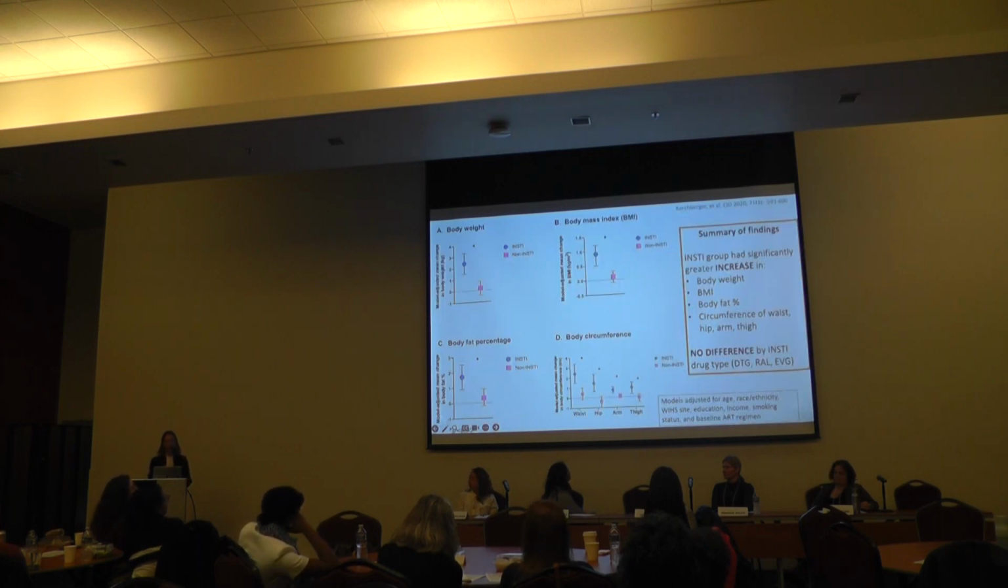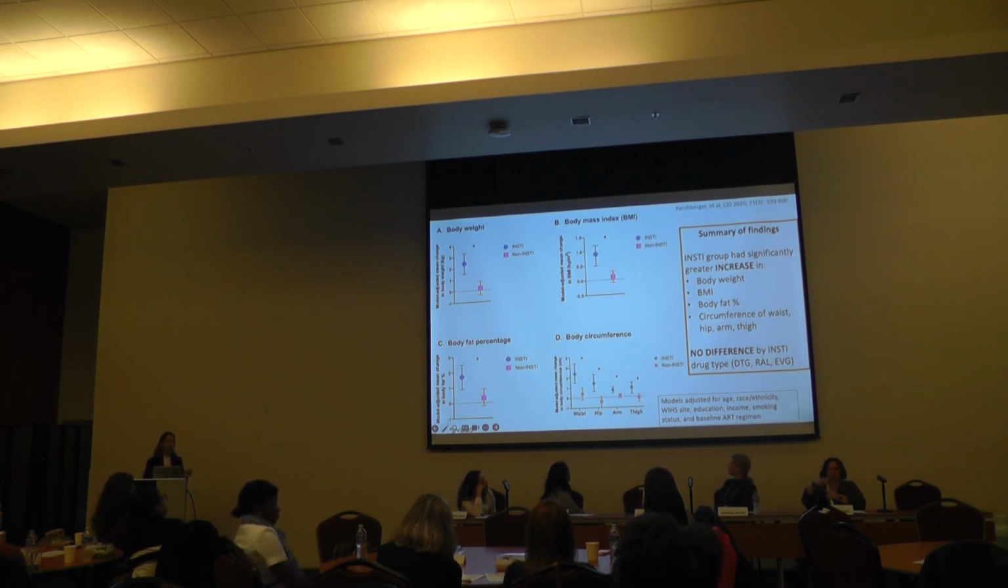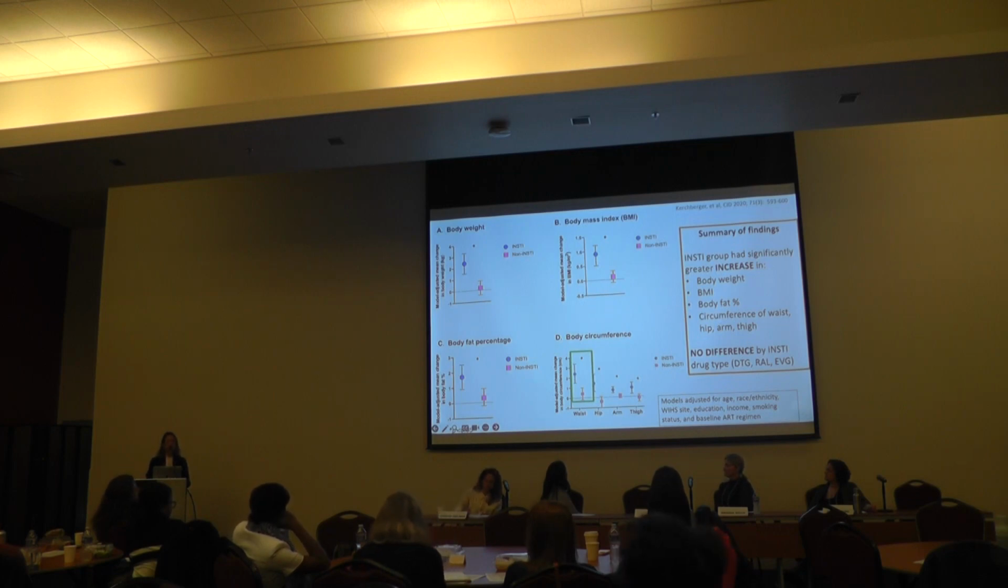So our findings were quite striking. What you're seeing here are model-adjusted changes in body weight, BMI, body fat percentage, and then body circumference, which was measured at the waist, hip, arm, and thigh. The women who switched to INSTIs are in blue. The ones who did not are in pink. And the women who switched to INSTIs had significantly greater increase in body weight, BMI, body fat percentage, and body circumference, and unfortunately, the most at the waist. So they gained, on average, about 2.5 centimeters in their waist circumference.